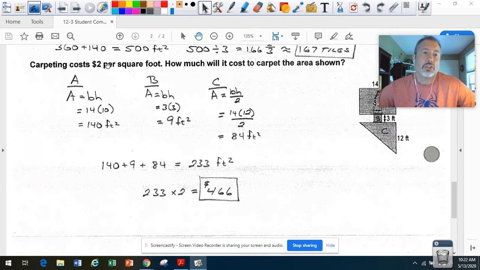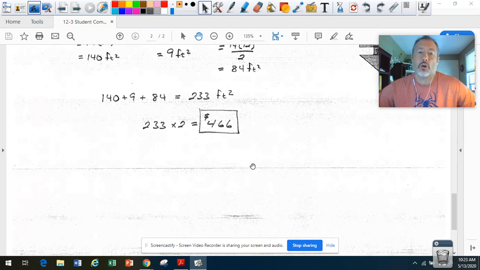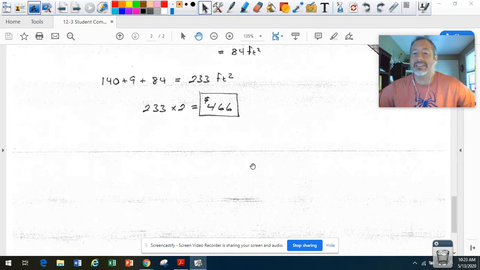Well, we know it's $2 per square foot, and I have 233 square feet. So I'm going to take my 233 times 2, which is going to give me a total cost of $466 just in carpeting.